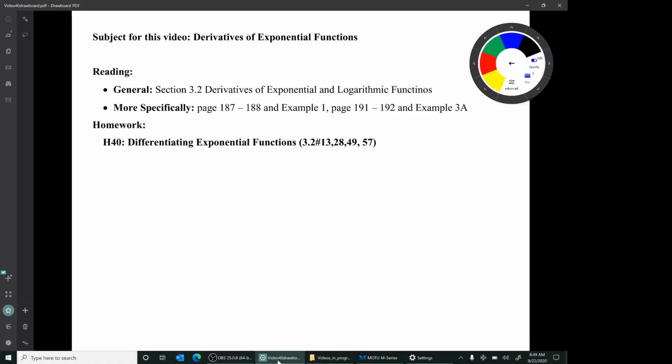This material is in section 3.2 of the book, more specifically pages 187 to 188, example 1, and pages 191 to 192, example 3a, so bits and pieces of different parts of section 3.2. The corresponding homework is this set of 4 exercises from section 3.2.